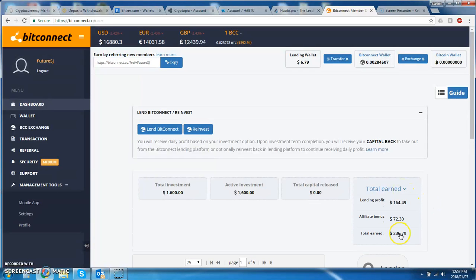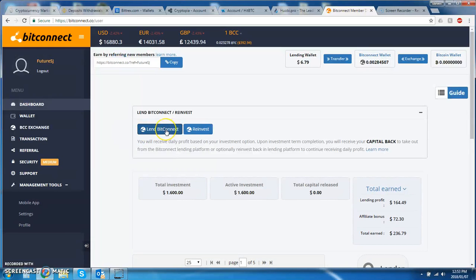Cool. So 2 weeks in, we've earned a total of $236.79. This $164 is what we are focusing on here in the experiment, because this is the amount that we've actually made from lending profit and not from affiliate bonus. So in 2 weeks, we've made $164.49. That's pretty cool. We're gonna see how that grows over the 2-year period, and you guys will see the power of compounding interest. It's just gonna grow faster and faster, guys.